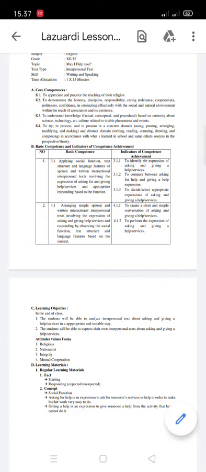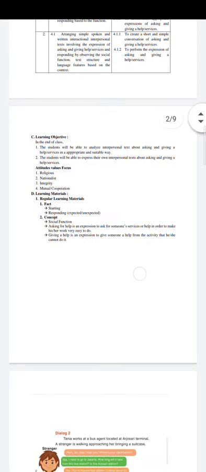And the indicators of competence achievement based on 4.1 are to create a short and simple conversation and also to perform the expression of asking and giving help or services. Okay, as you can see, there's a learning objective, and at the end of the class, there are 2 results. The students will be able to analyze interpersonal text about asking and giving help or services in an appropriate and suitable way. And the second one is the students will be able to express their own interpersonal text about asking and giving help or services.